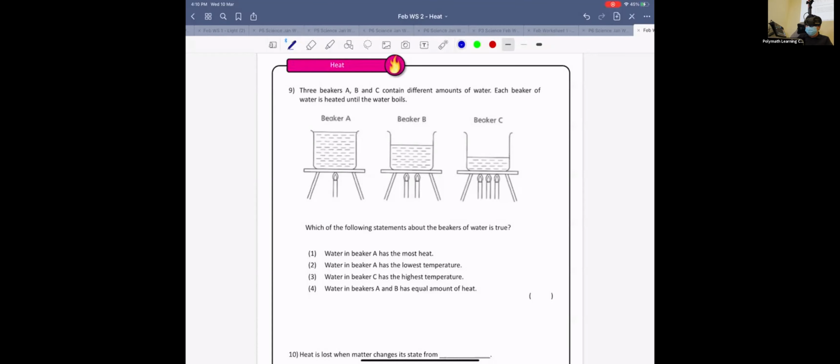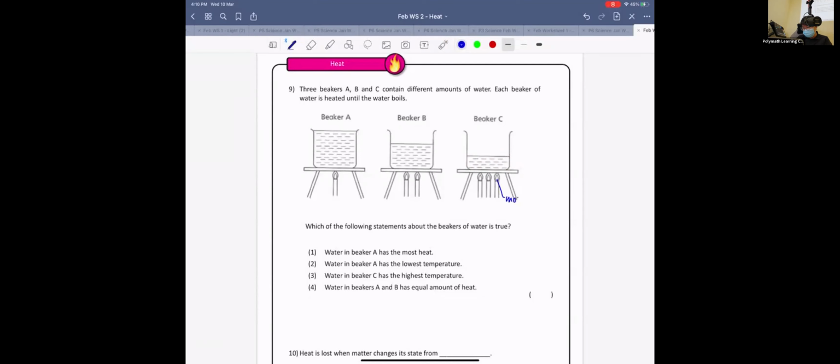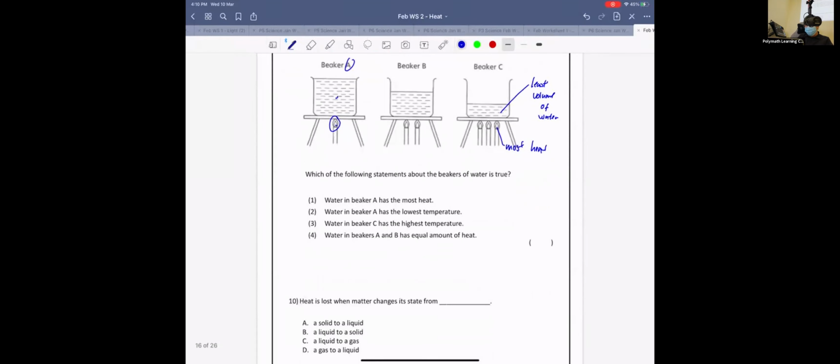C, because it has the least amount of water and the most heat, right? Yeah, it has the most heat and the least volume of water. So which one will take the longest time to heat up to boiling? A. It has the most amount of water and the least amount of heat. Which of the following statements about the beakers of water is true? Water in beaker A has the most heat.